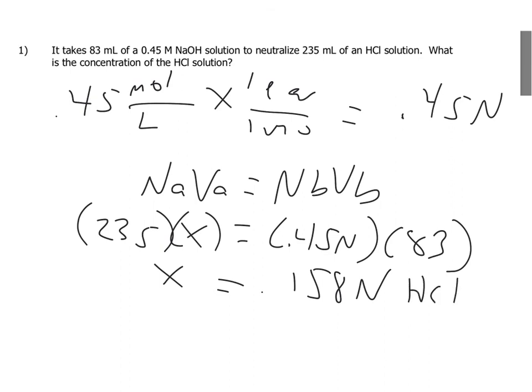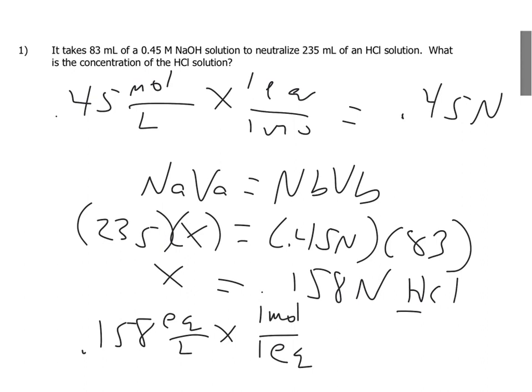Now I need to convert that over. 0.158 equivalents over liters for HCl. We have one equivalent because we have one H per each HCl. So we have a 0.16 molarity for the HCl. These are much easier ways to do these problems. You're just converting back and forth between molarity and normality. It will save you 4 or 5 steps versus doing the longer form.